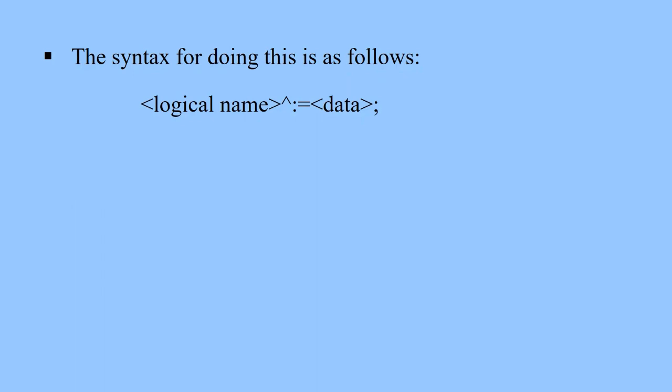Pointer to data. In other words, you can read this statement as: pick the memory address occupied by data and assign it to the memory location being pointed to by our pointer, which is the logical name. Then we have get logical name.